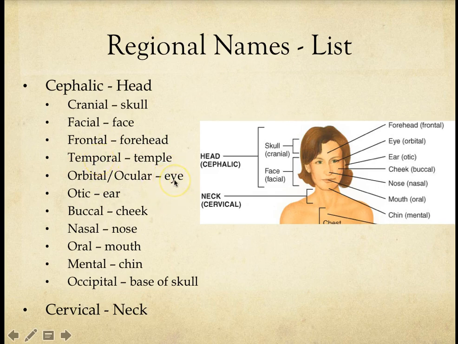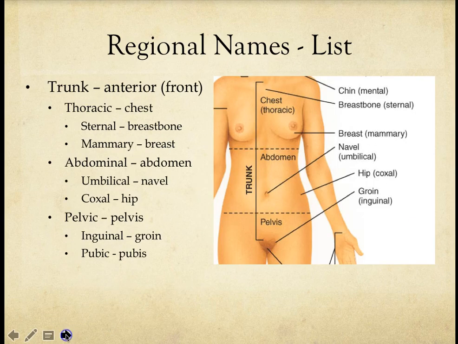The eye is called the orbital or ocular region. Otic is ear. Your cheek is buccal. Your nose is nasal. That should be pretty obvious. Mouth is oral. Chin is mental. You'll see later on you have mental foramen. You have mental nerves as well. And then the occipital area is the base of the skull. So that'd be the back of your head. Basically where you'd have a ponytail would be the occipital area. The neck region is considered the cervical area. You have cervical vertebrae located there.